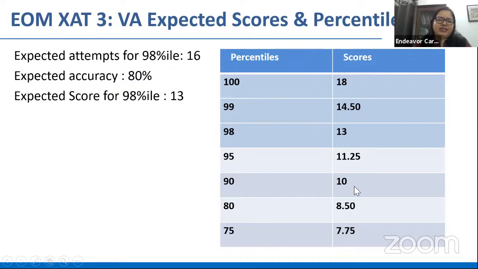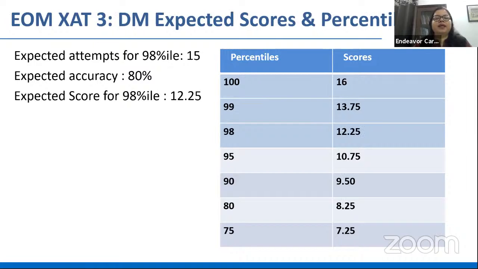You'll find that these scores are slightly on the higher side in comparison to the previous verbal sectionals of XAT. Okay. Next, for decision making, we identified something on the lines of 14, 15 questions at an accuracy of about 80%. We're looking at a target of about 12.25, which is what we've mapped as a 98 percentile.